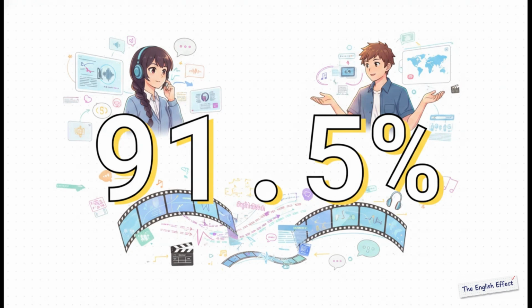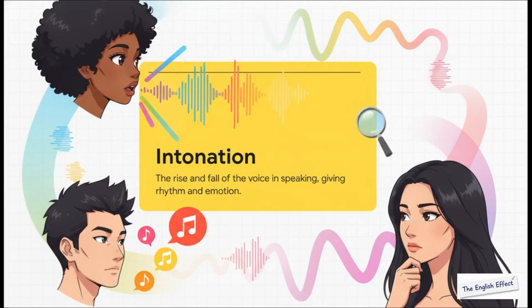Actually, there's a fascinating study out of Narrasuin University that backs this up completely. They found that 91.5% of English majors preferred watching movies with English subtitles, specifically to decode natural accents and absorb all this connected speech we're talking about. Subtitles are incredibly powerful because they train your ear to align that physical text with intonation. Intonation is that natural rise and fall of the voice when speaking. It's what gives a language its unique rhythm and emotion.